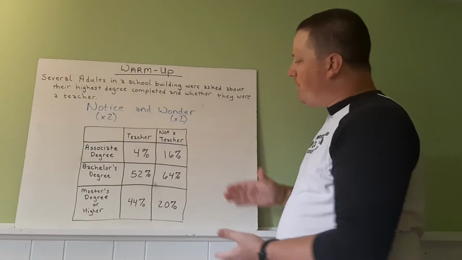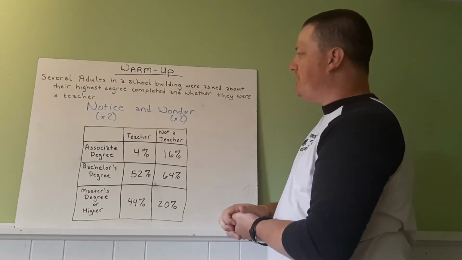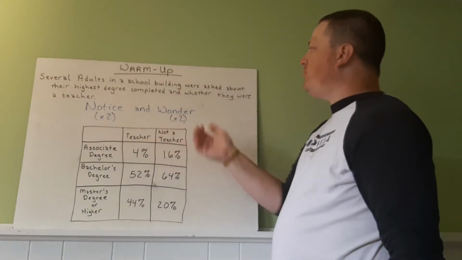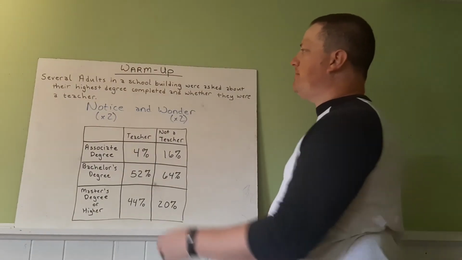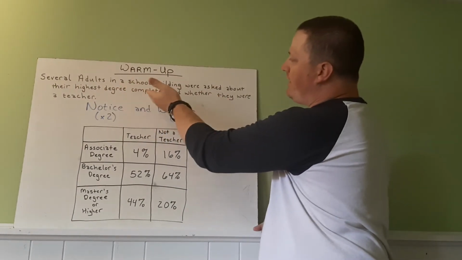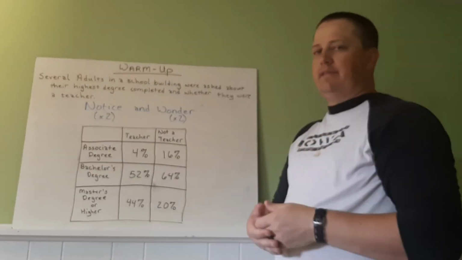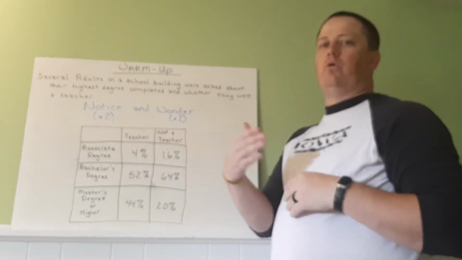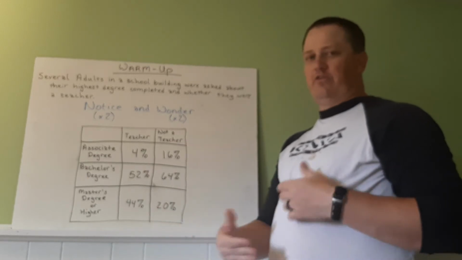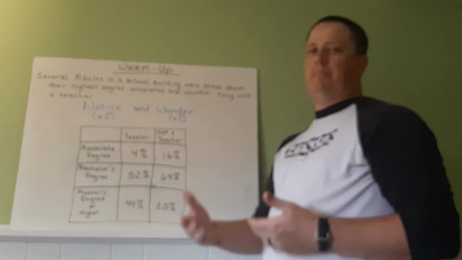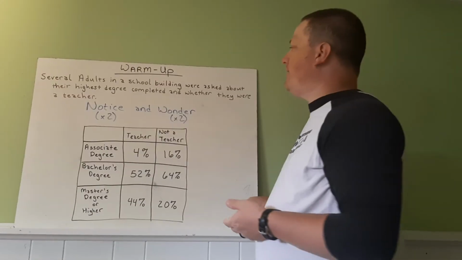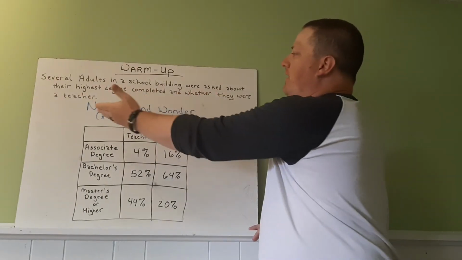All right, so here we actually have a relative frequency two-way table. And I want you to do 2 notices and 2 wonders about it. So here's some information. Several adults in a school building were asked about their highest degree completed. So that would be like getting your diploma from high school, or an associate's degree, which is 2 years of college, or a bachelor's degree, which is typically 4 years, or a master's degree, which is typically 6 or more, or even higher. And whether they were a teacher.